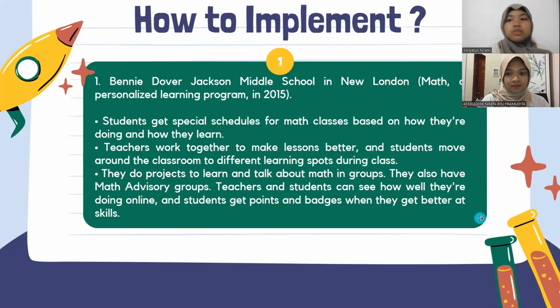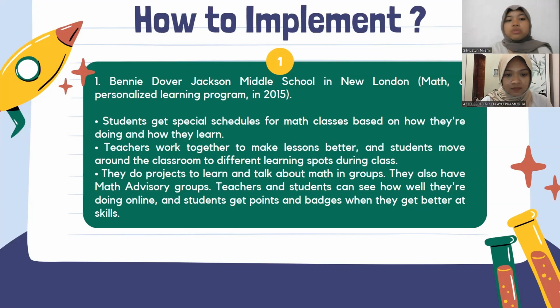Now this is how to implement individual rotation blended learning. In this case, I took three examples from different places of how they implement individual rotation blended learning. The first is in New London, Penny Dover Jackson Middle School. This is about math. Students get a special schedule for math classes based on how they are doing and how they learn, according to students' abilities.